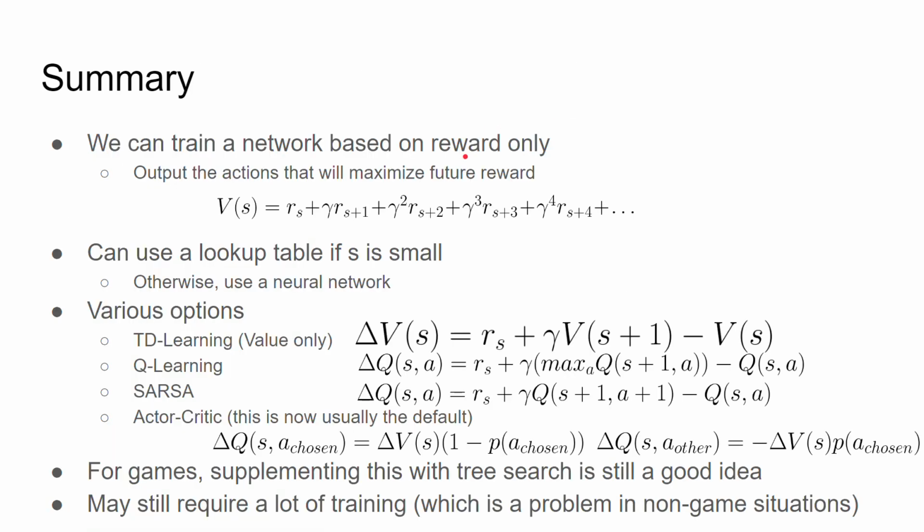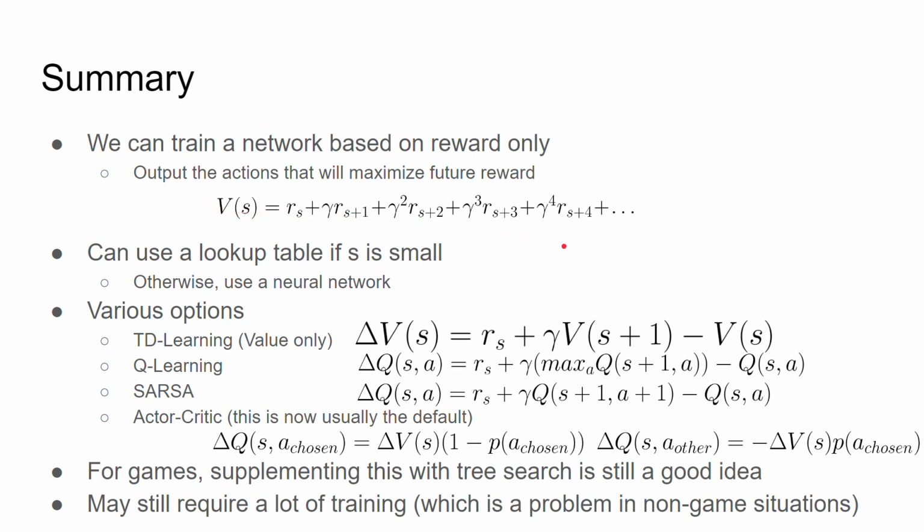Cool. All right. That was a lot of stuff. Summary of all of that. We can learn to train networks based on reward only. Fine. If you want to play games, yes, you could also just do this as a supervised learning problem if you have a whole bunch of expert players playing a game. People want more than that. People want an artificial intelligence to be able to learn to play a game on its own. So you can train a network based on reward only, and basically the idea is you want to output actions that'll maximize a future reward.